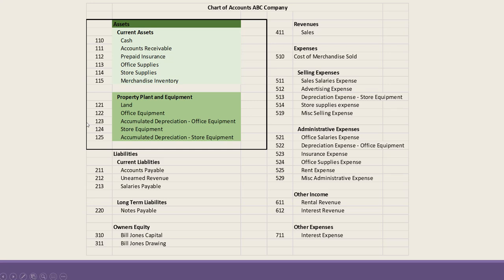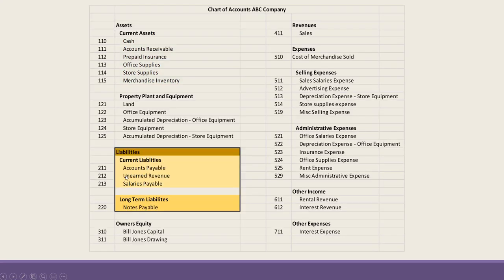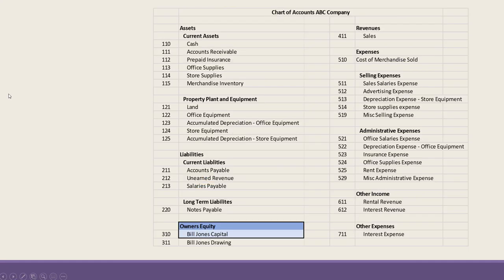So here I've demonstrated in our chart of accounts how the balance sheet side is broken down into the way it should appear on our classified balance sheet. We've got our current assets and our property, plant, and equipment. We've got our liabilities accounts broken down between our current liabilities and long-term liabilities, and then as we said, we have our owner's capital account.